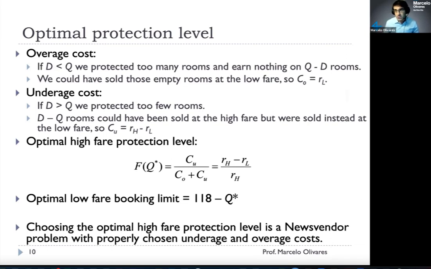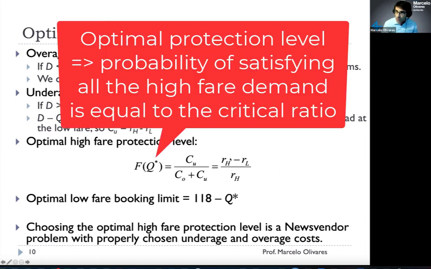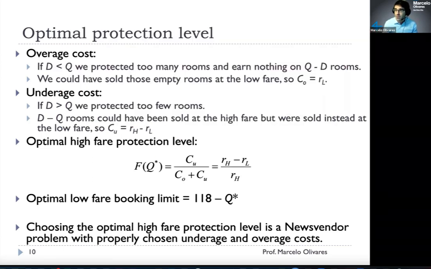Okay. It's essentially a news vendor, same trade-off, different setting. This is actually what is used in practice to set the booking limits and the protection levels. In the airline industry, it's called the Littlewood formula. But it's essentially the news vendor. So again, you want to protect rooms so that the probability of satisfying all the demand from the high value customers is equal to the critical ratio. The critical ratio is the difference of rates divided by the high rate.